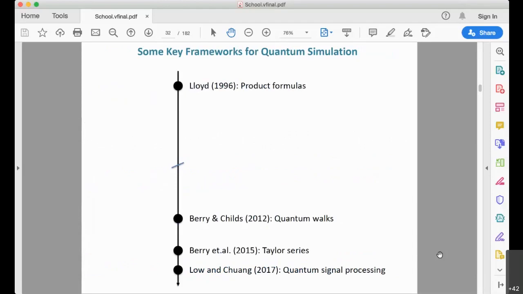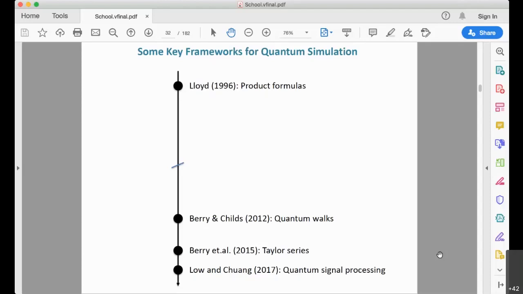For many years, people always thought about doing quantum simulation using the so-called product formulas. There was the seminal paper by Seth Lloyd in 1996. And then things started to change more recently. In 2012, there was a paper by Dominic Berry and Andrew Childs on how to use quantum walks for the Hamiltonian simulation problem. They achieved some nice scaling in terms of evolution time, but the scaling was not that nice in terms of precision.